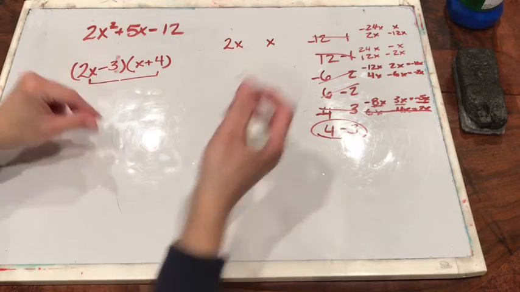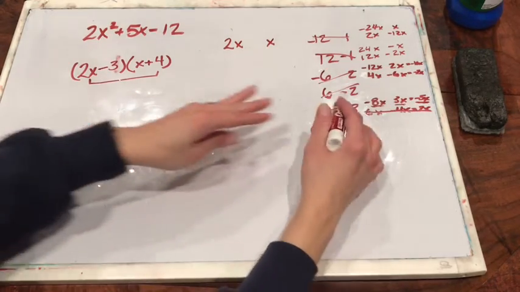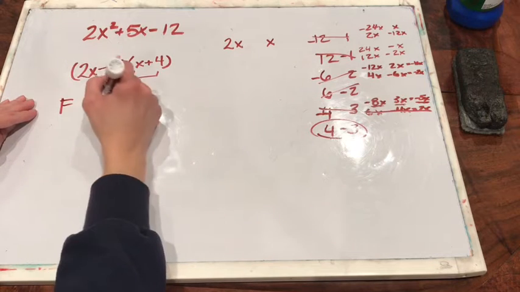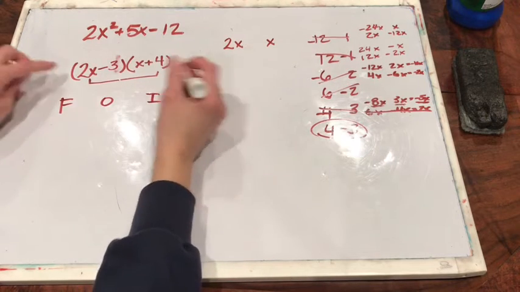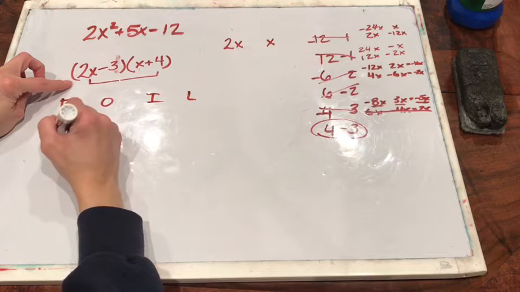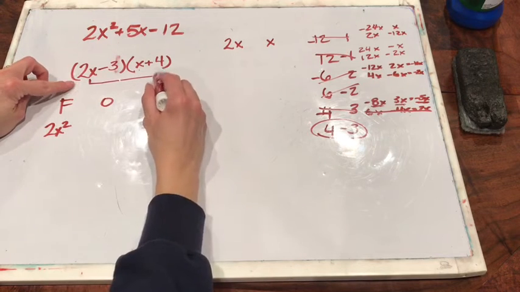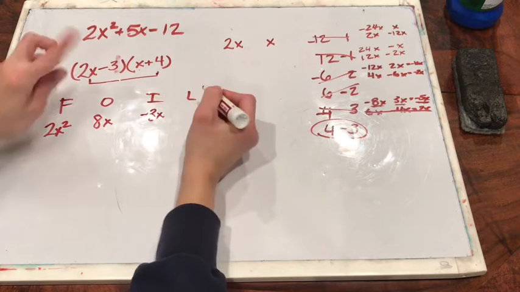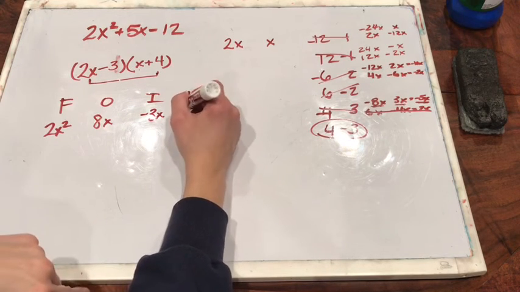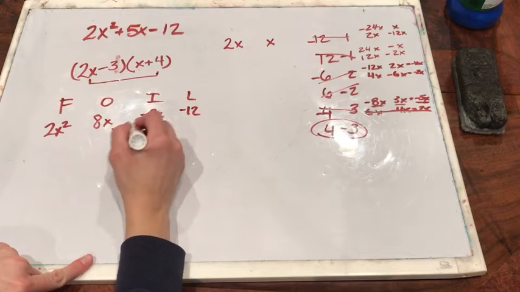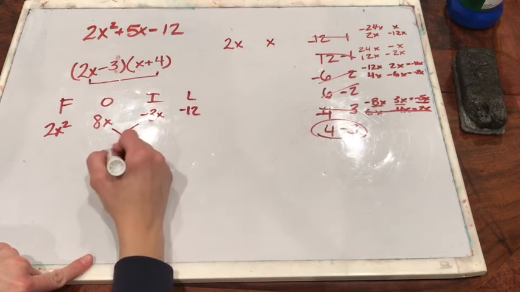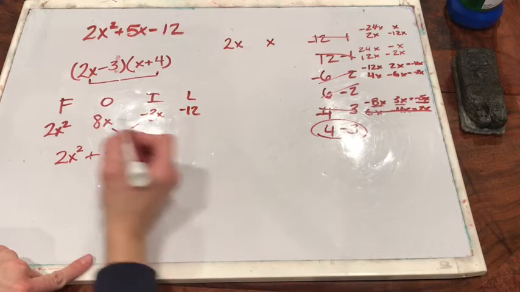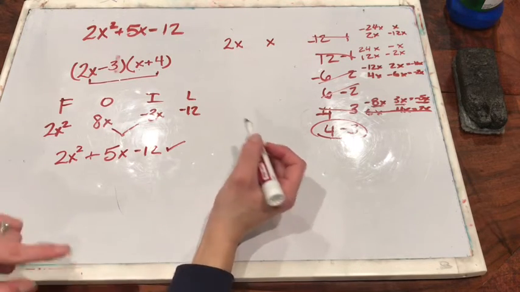Now, at this point, there was a lot of writing here. What if I somehow got confused? I'm going to want to double check this. So I'm going to do my FOIL. First is 2x squared. Outside is 8x. Inside is negative 3x. And last is negative 12. Then I'm going to add these together in the middle. I get my positive 5x. And so I did it correctly.